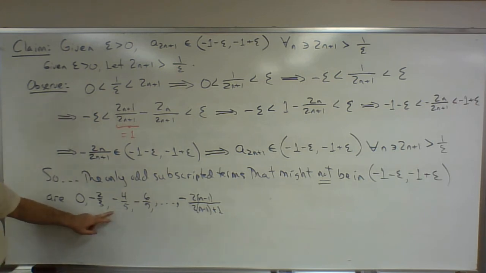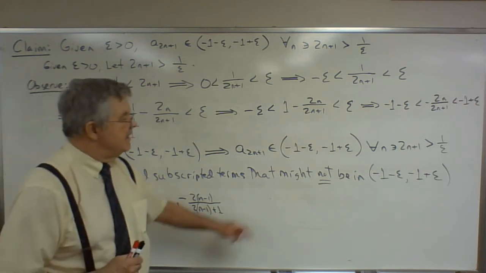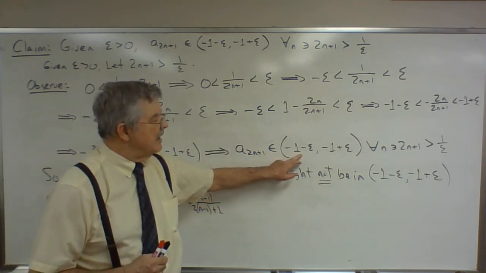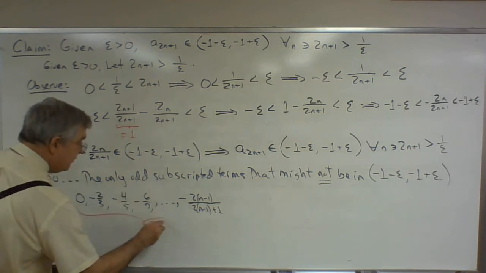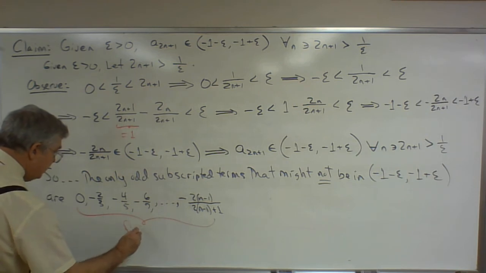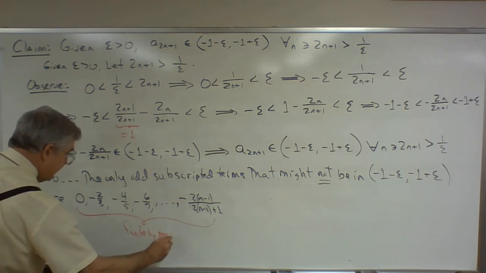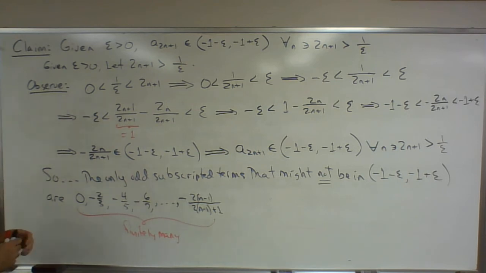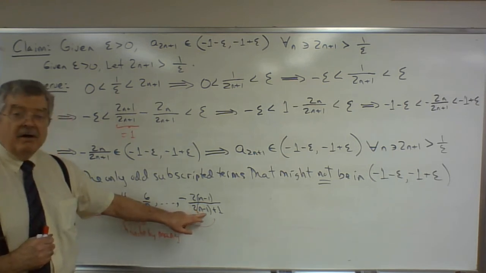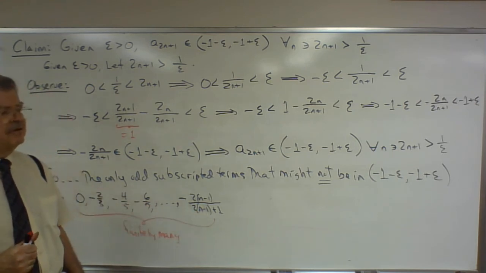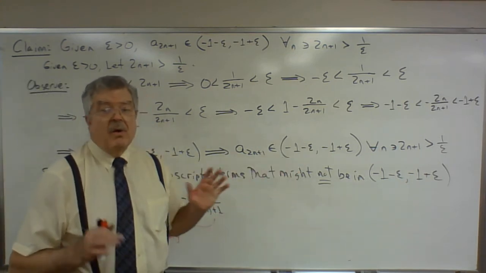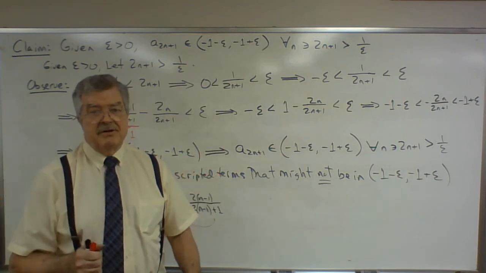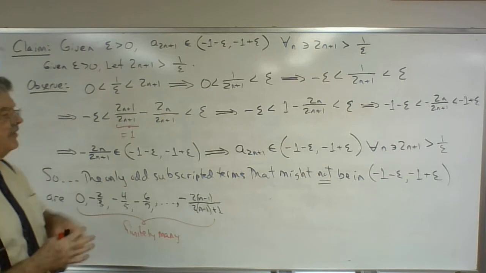These are the only terms that might not be in the interval -1 minus epsilon, -1 plus epsilon. And again, there are only finitely many. Specifically, at most, there are 1, 2, 3, 4, 5. At most, there are n minus 1 of these terms that are not contained in this interval. All the other odd subscripted terms, infinitely many, are in that interval.